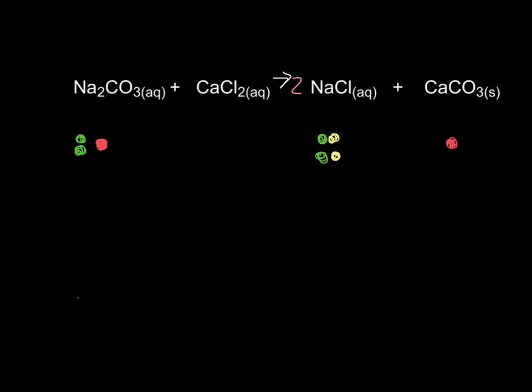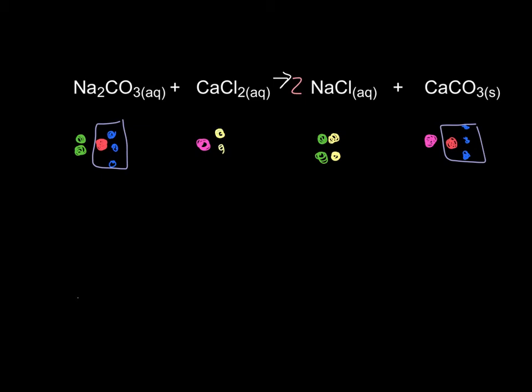Taking a look at our oxygens, we see that we've got 3 oxygens on the reactant side and 3 oxygens on the product side. Again, of course, we could see them as a single unit of 1 carbonate ion and 1 carbonate ion. It all depends on what you see. If we take a look at our calciums, we have 1 calcium on the reactant side and 1 calcium on the product side.